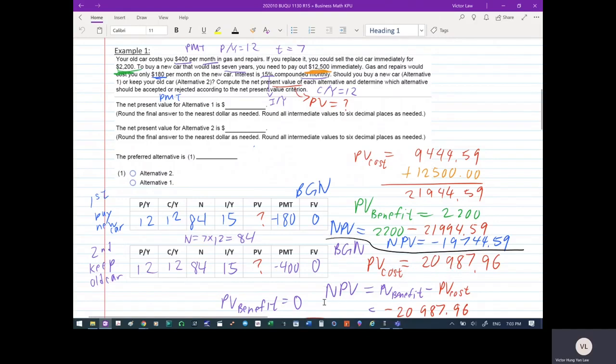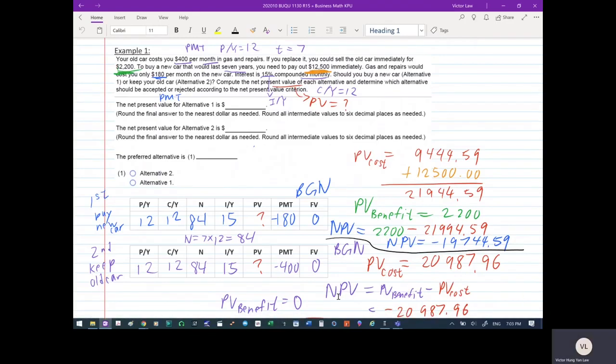We know that the formula for NPV is the present value of the benefit minus the present value of the cost. Since keeping the old car has no benefit, the present value of benefit equals 0. When we calculate the NPV, we have 0 minus the $28,987. Therefore, our NPV is negative $28,987.